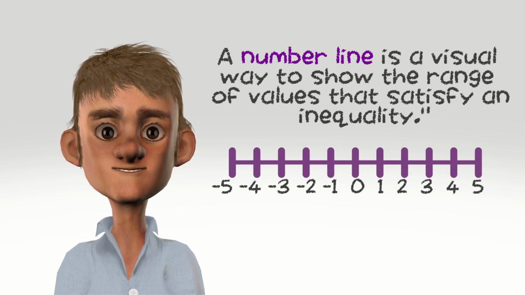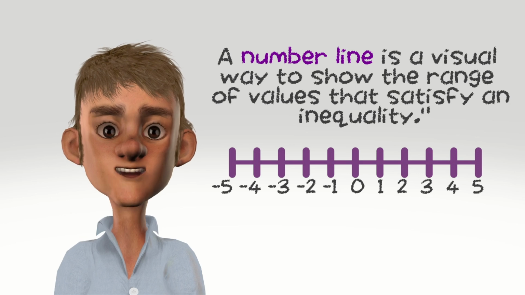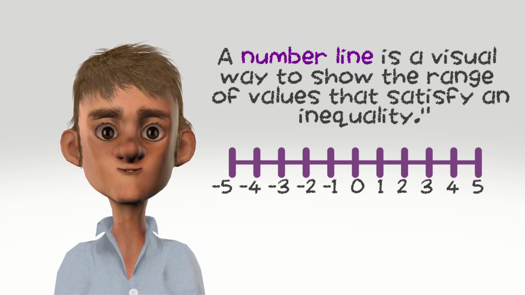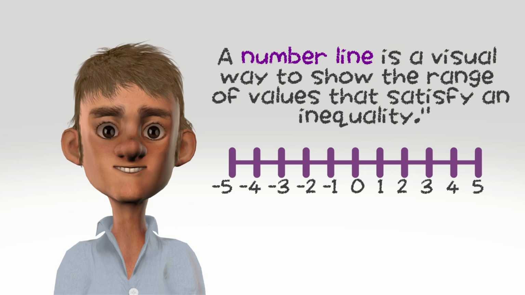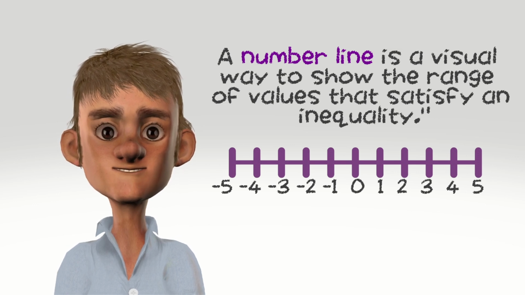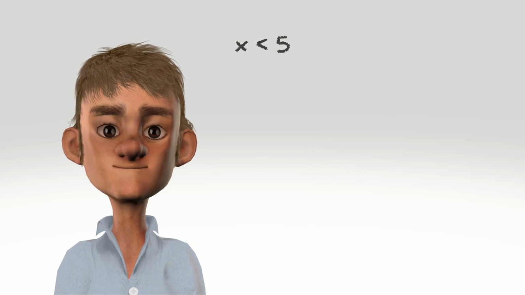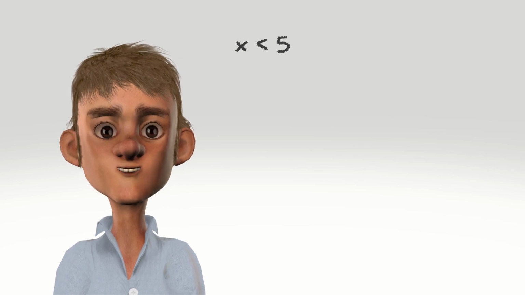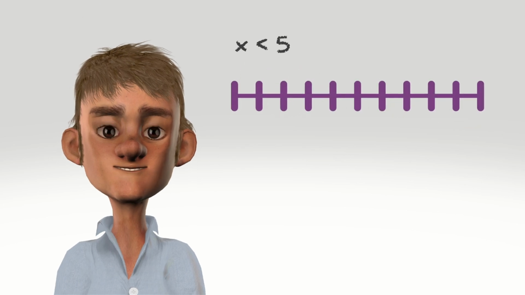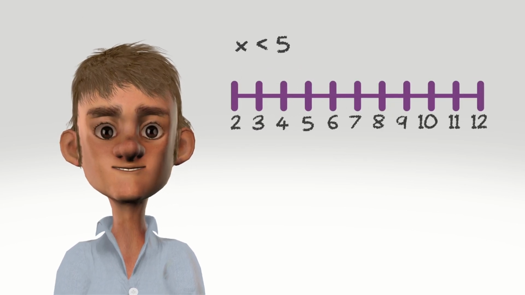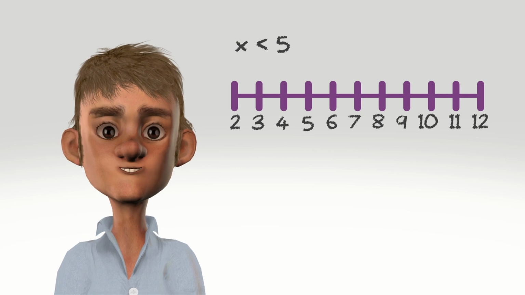A number line is a visual way to show the range of values that satisfy an inequality. Let's take the inequality x < 5 as our first example. To represent this on a number line, follow these steps. Draw a number line. Make sure it includes the number 5 and other relevant numbers around it. Identify the key value. In this case, it's 5.